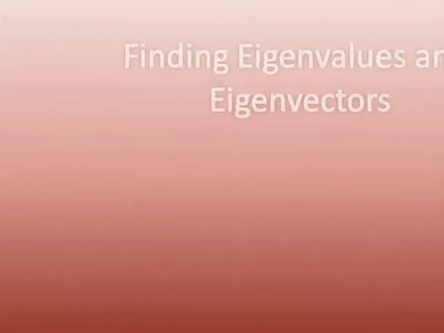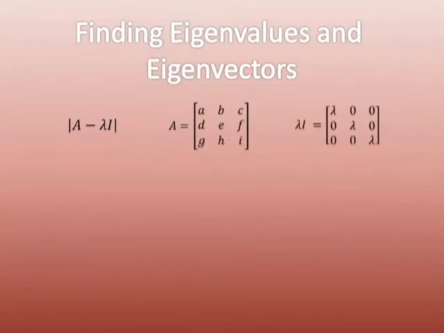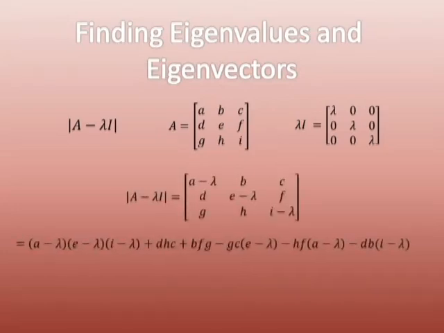We can find eigenvalues and eigenvectors. We need to find the determinant of A minus lambda times the identity matrix. When we do so, we get the following. Solve for lambda. These will be your eigenvalues.